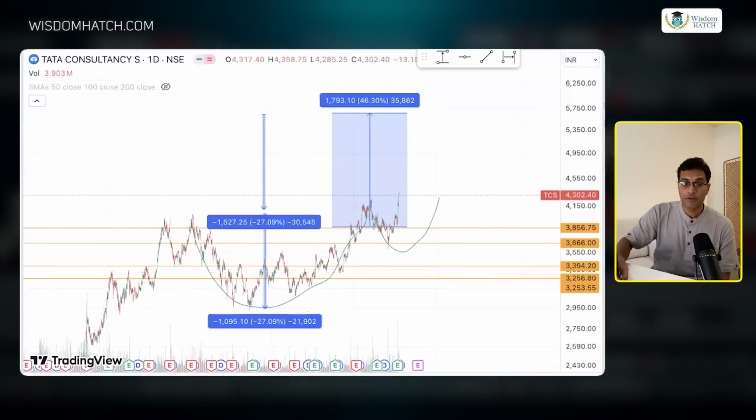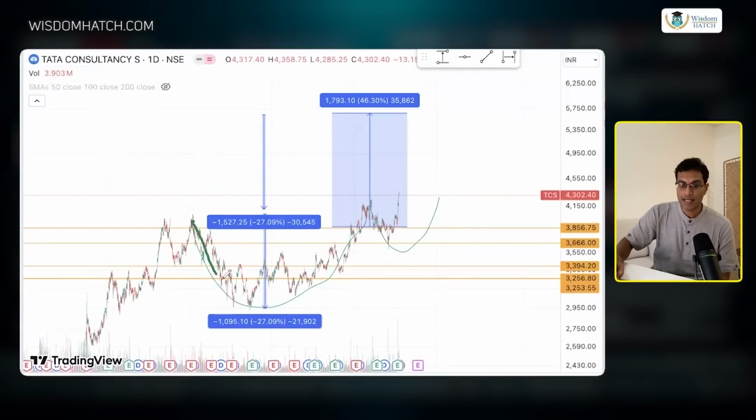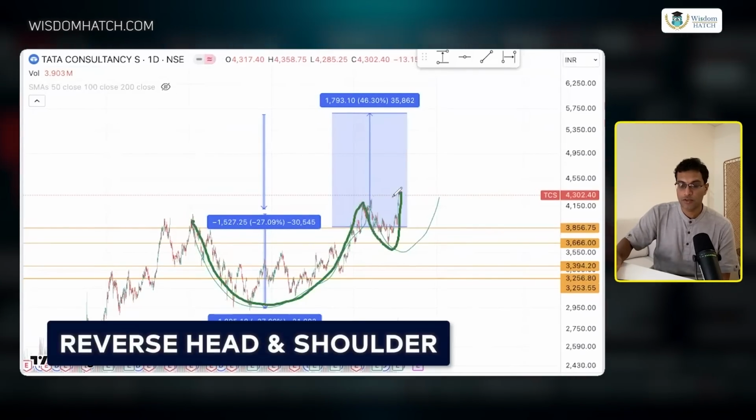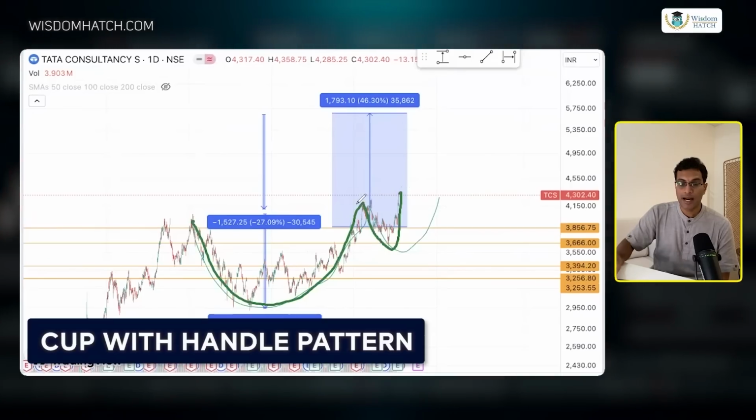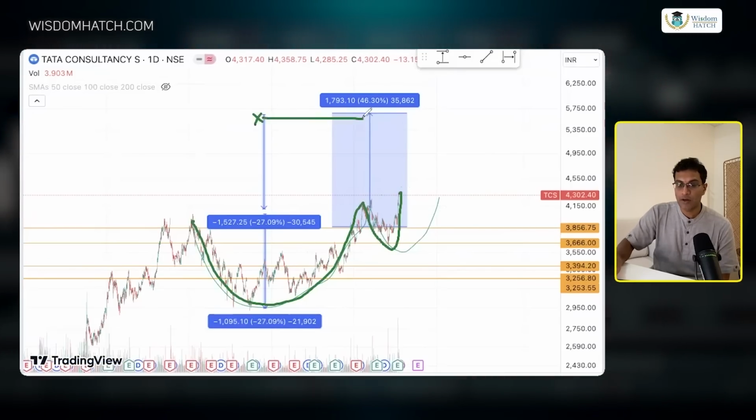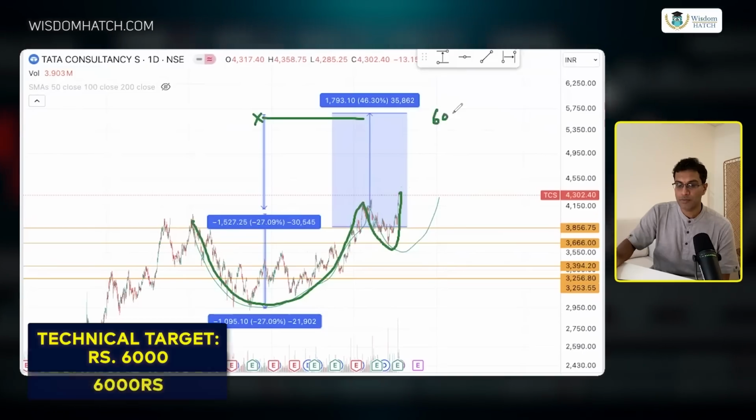Now again, this is a beautiful technical pattern. Let me show it to you. So इस तरीके का है, right? This is reverse head and shoulder. Now this is more like a cup with handle pattern. And अगर आप इसका technical target निकालोगे तो this will come out to be roughly 6,000 rupees के आसपास, right?